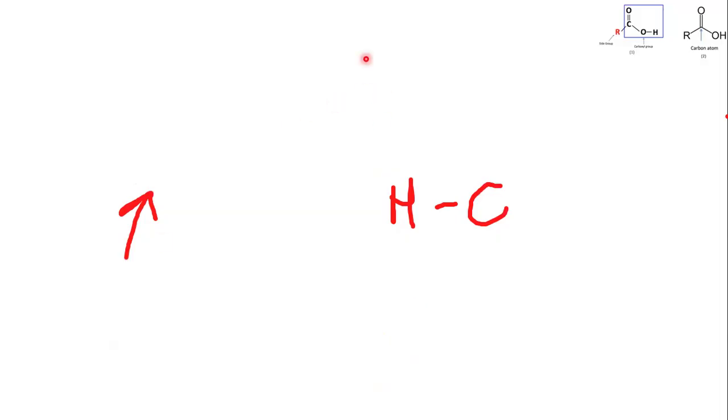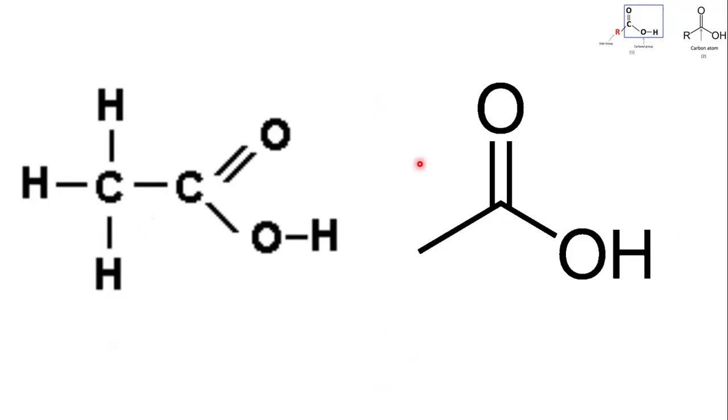Let me erase all drawings, and let's move on to the next one. First of all, is this a carboxylic acid? Indeed it is. We have the carboxyl group, the COOH, and we have the R group, so we know that's a carboxylic acid. My question is, how many carbons do we have? Well, this is a carbon and this is a carbon. So we have two carbons.